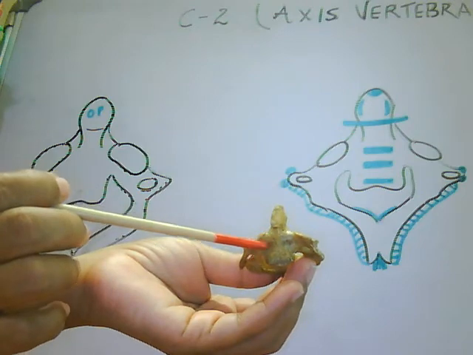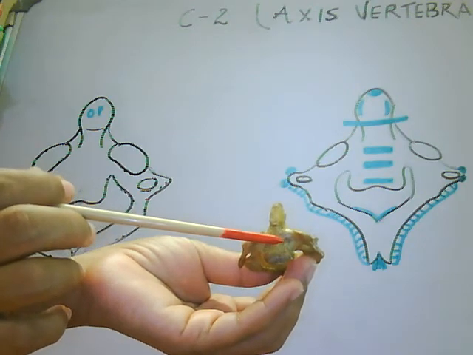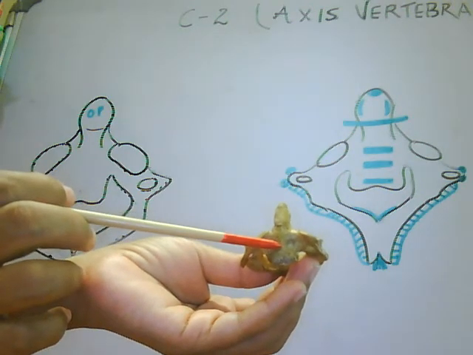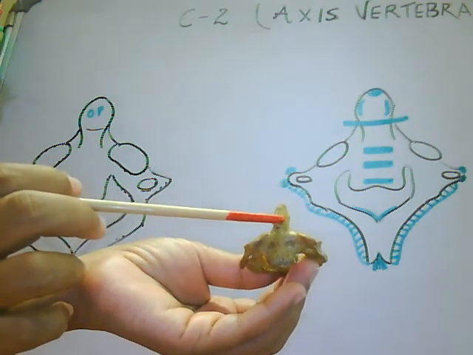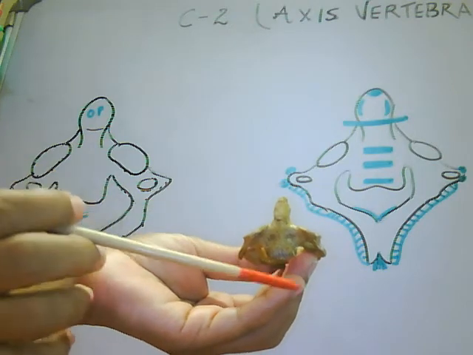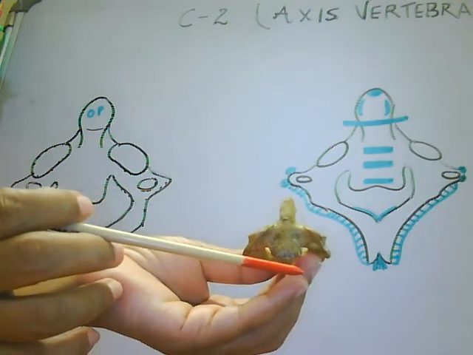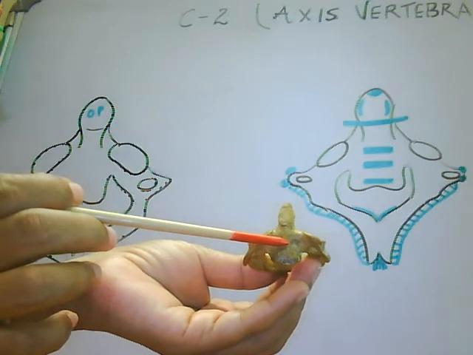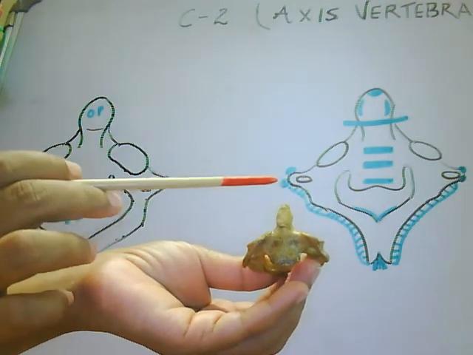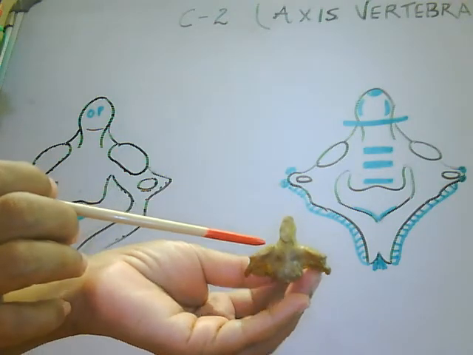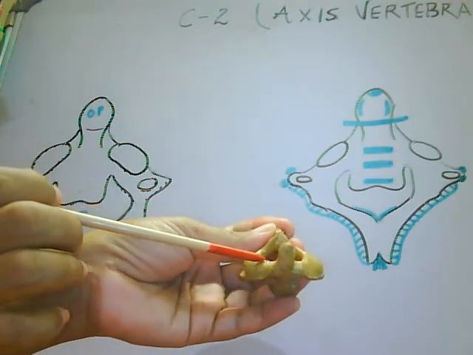Here you can see this is the body of the axis. So anteriorly you have to keep the body of the axis vertebra, and on the superior side of this body you will find a projection. This is the dens or the odontoid process. So you have to keep this vertebra in such a position that this body should lie anteriorly and the odontoid process should lie superiorly. And another feature is you can see here a facet.